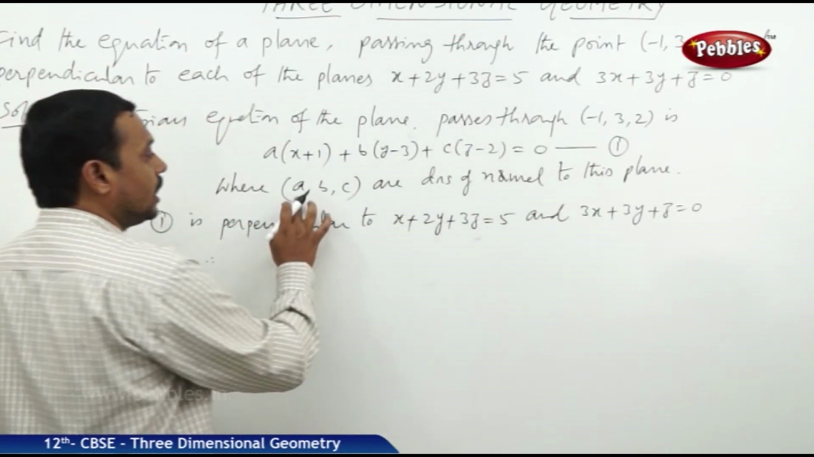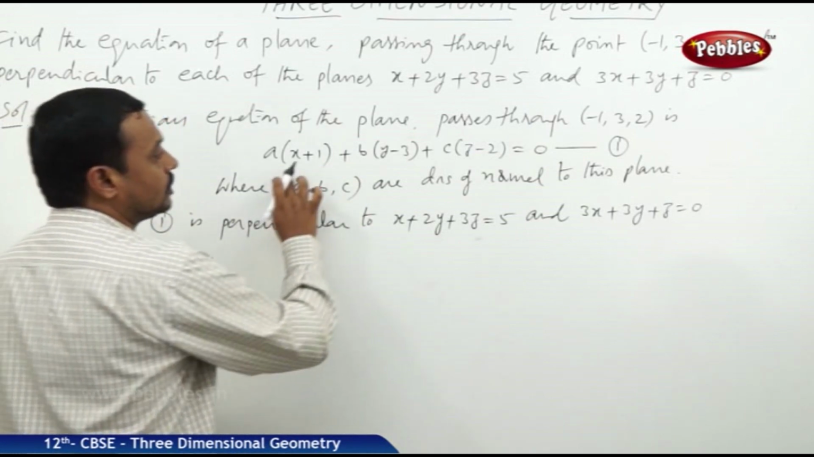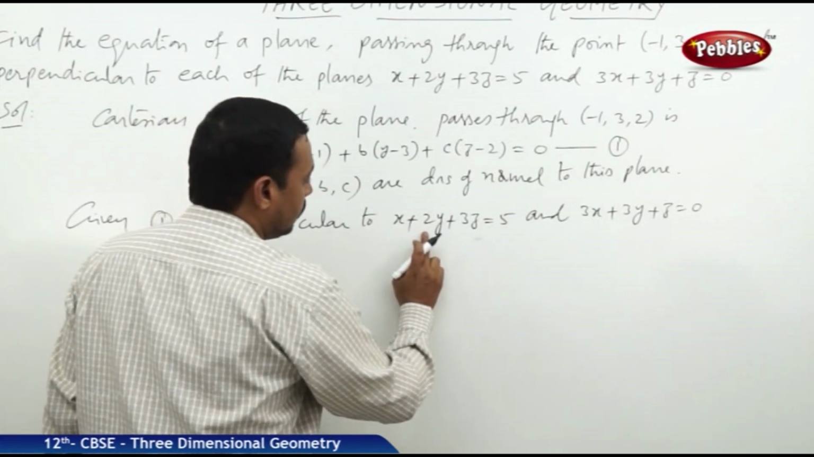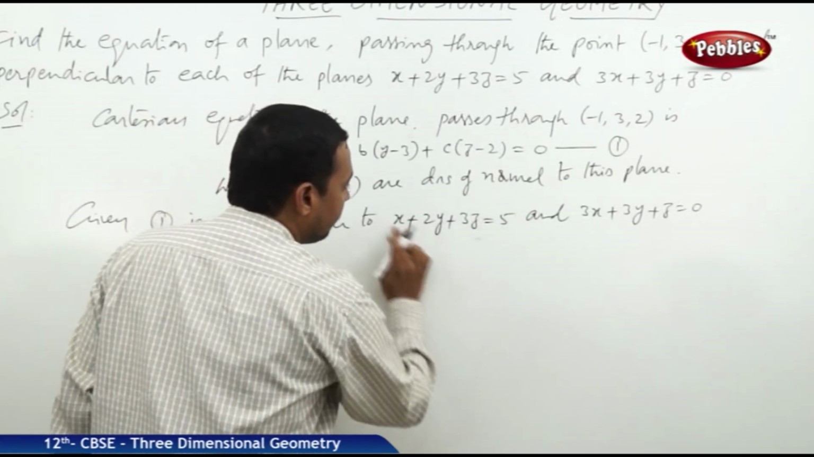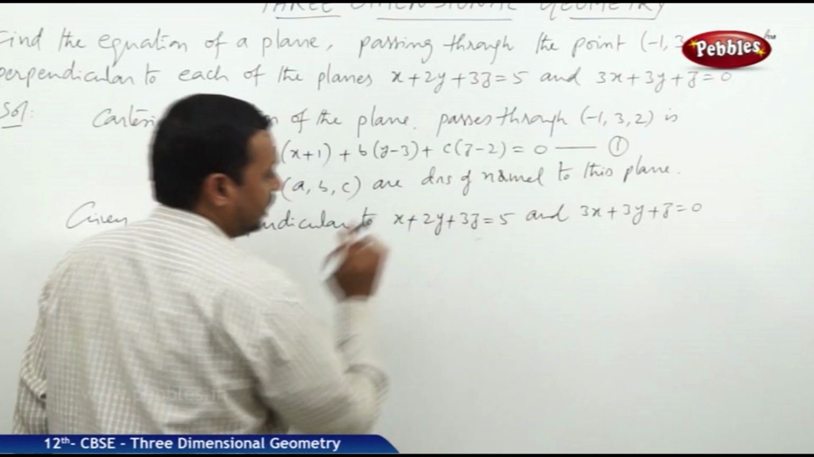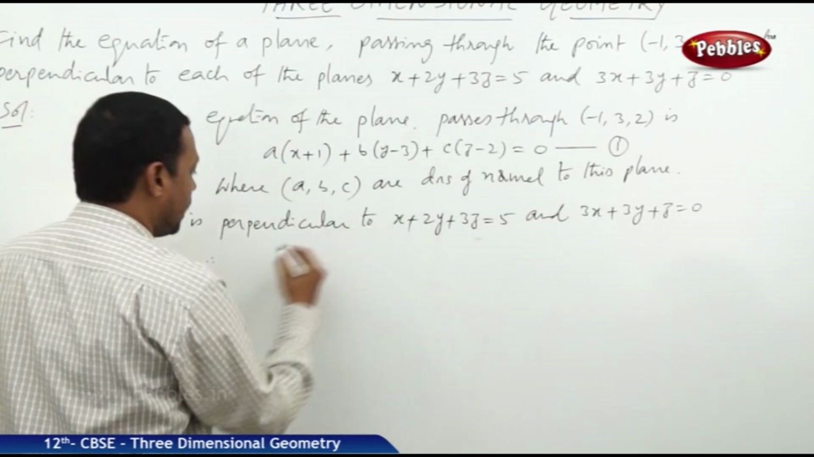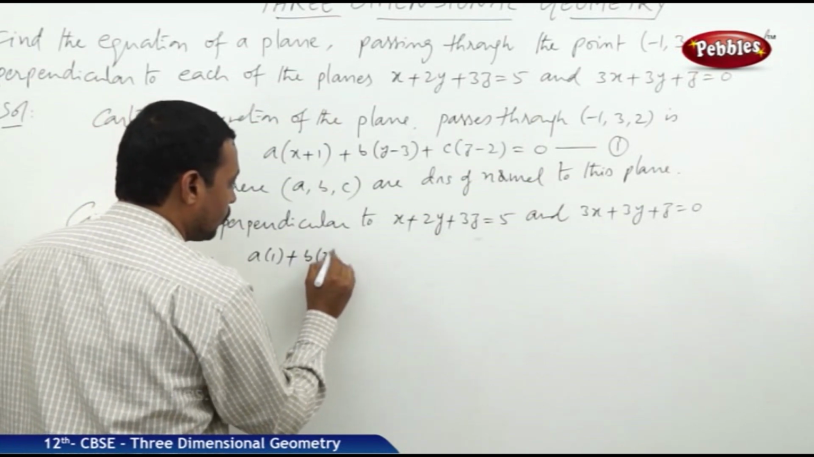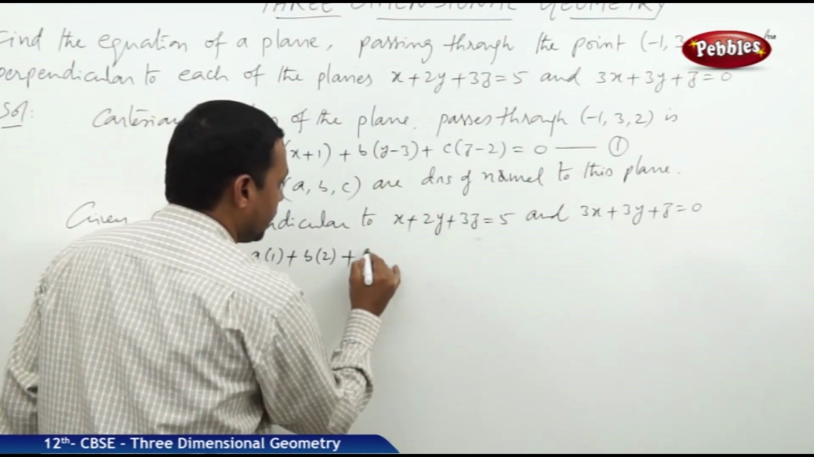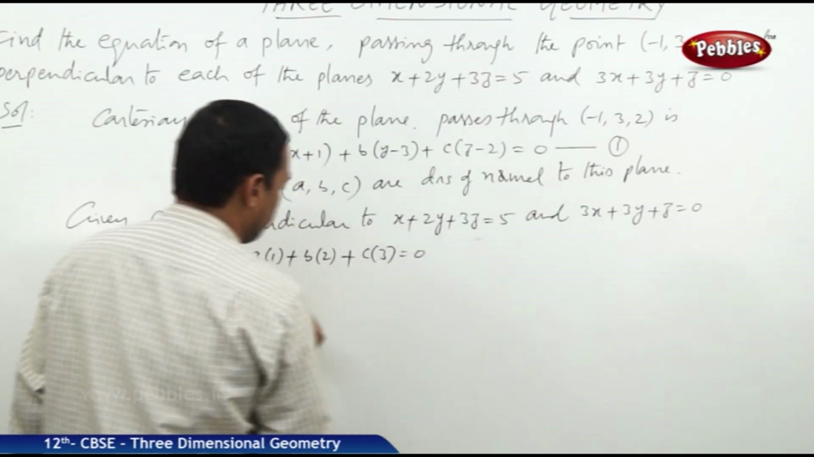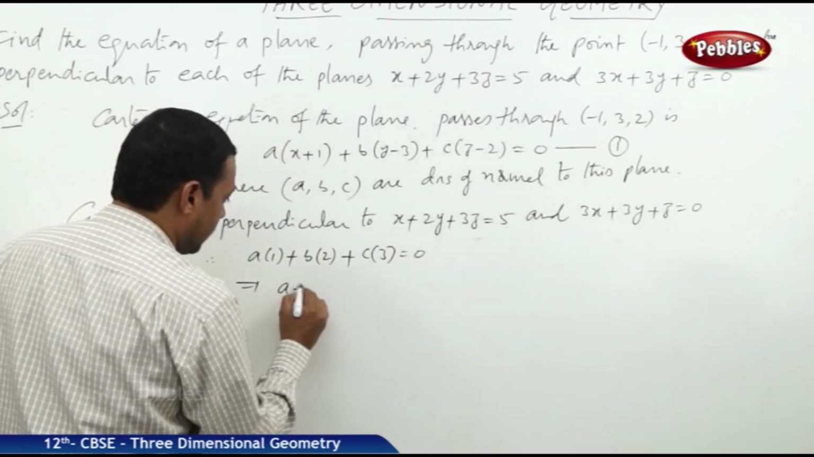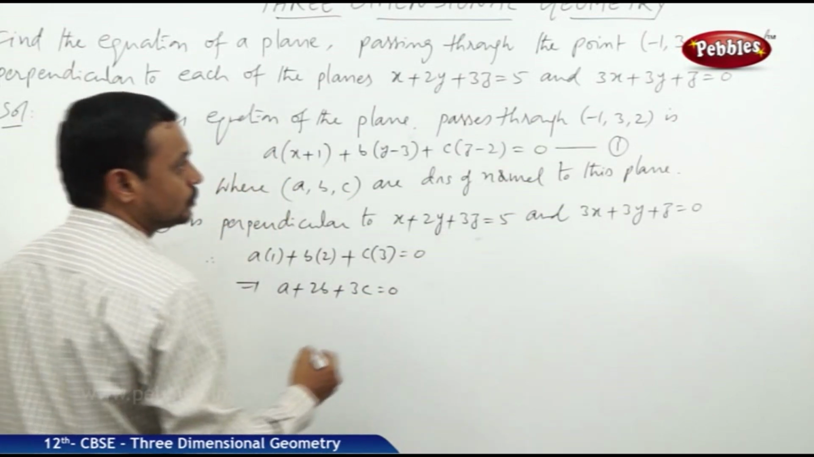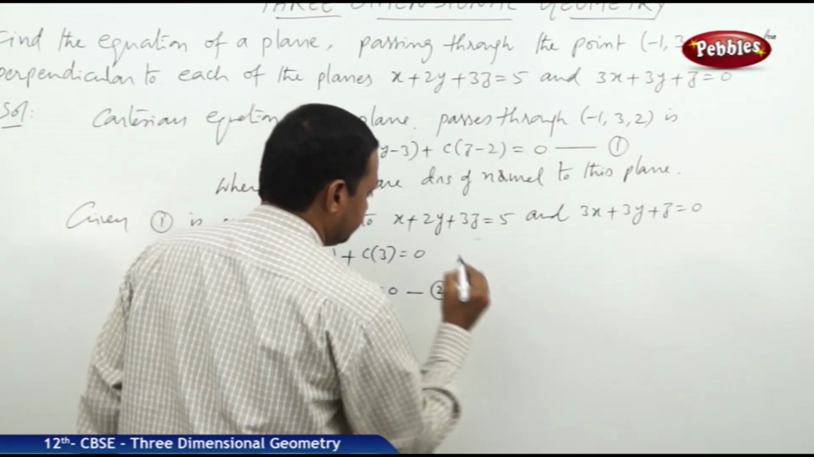Now here a, b, c are the direction ratios of the normal to the required plane, and what are the direction ratios of the normal to this given plane? 1, 2, 3. Therefore a into 1 plus b into 2 plus c into 3 is equal to 0. That implies a plus 2b plus 3c is equal to 0. Let it be equation 2.